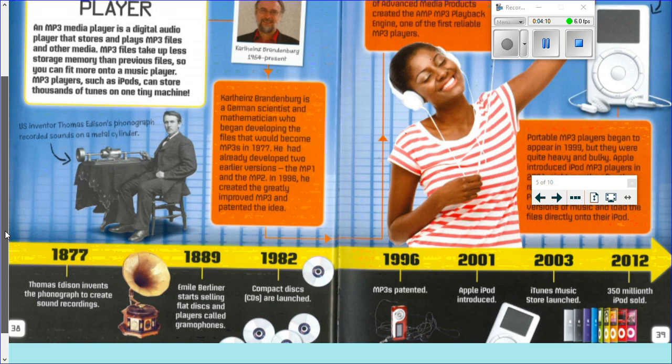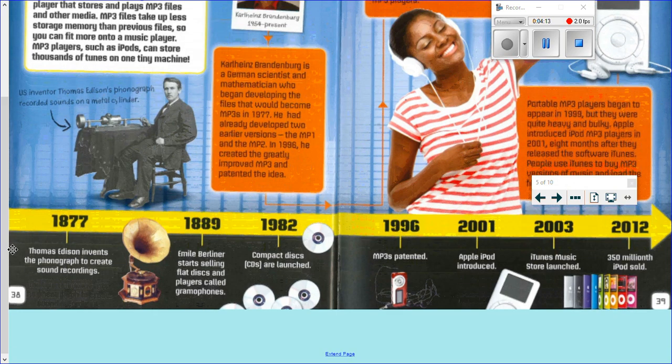Okay. Let's have a little look at the timeline and find out about this guy here. So we've got US inventor Thomas Edison's phonograph, which recorded sounds on a metal cylinder. In 1877, Thomas Edison invents a phonograph to create sound recordings. In 1889, Emil Berliner starts selling flat discs and players called gramophones. In 1982, compact discs, which are called CDs, are launched. In 1996, MP3s are patented.